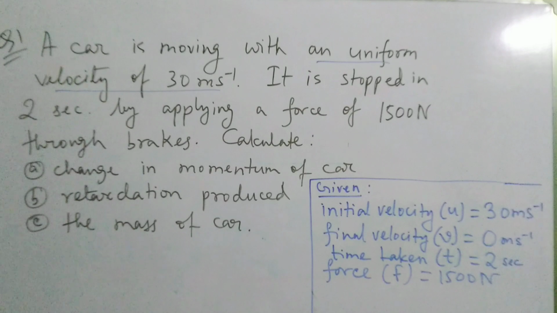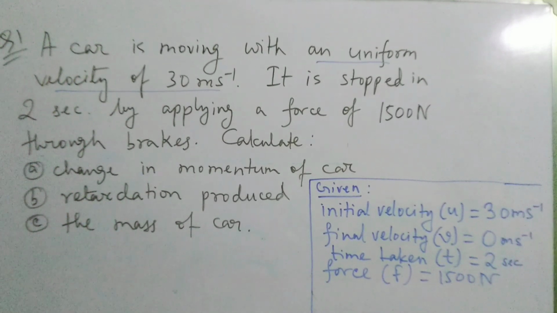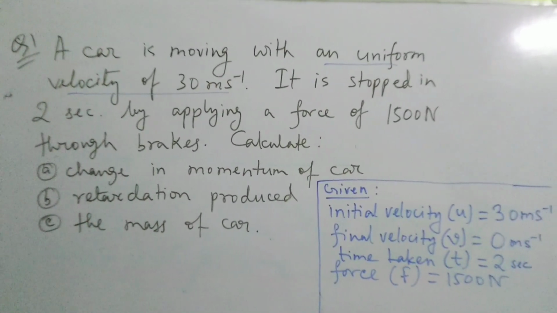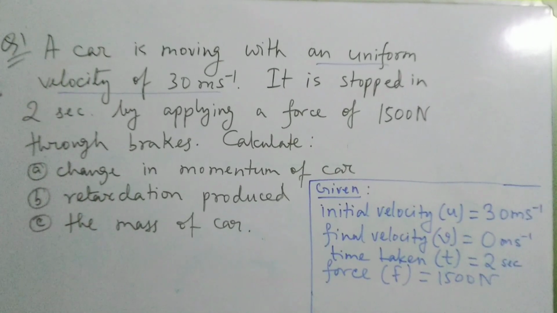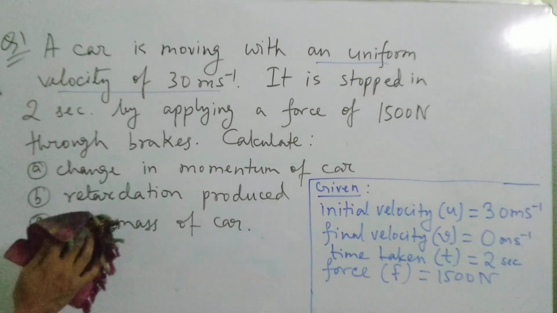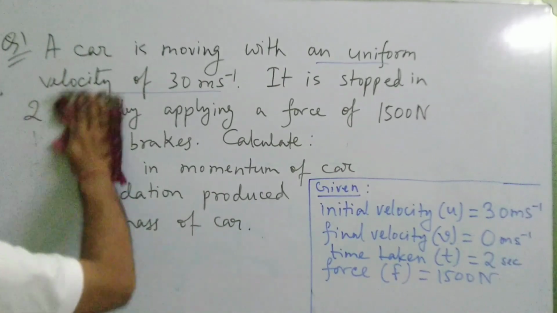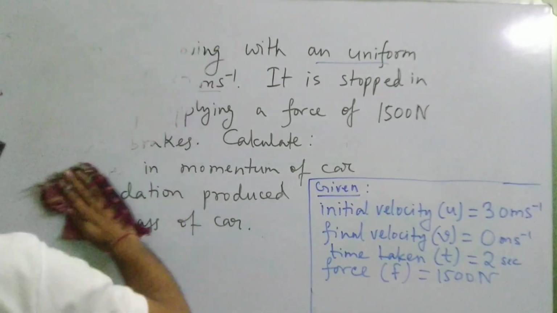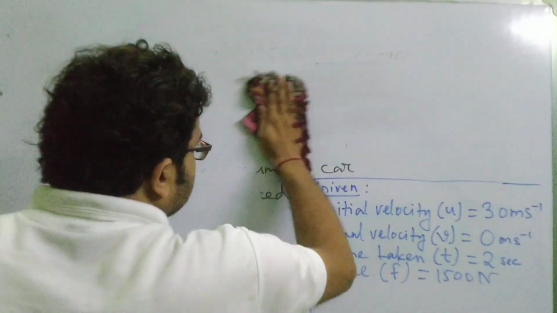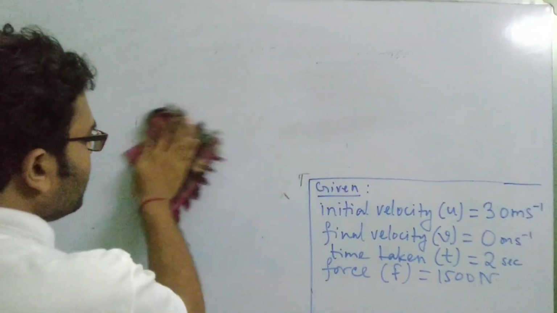Okay. So what do we need to find out? We need to find out the change in momentum of the car. Now see, you know momentum means the mass multiplied by the velocity. Okay, so I am just erasing the problem so that I can do the solution in this space. We have already noted down the given information.